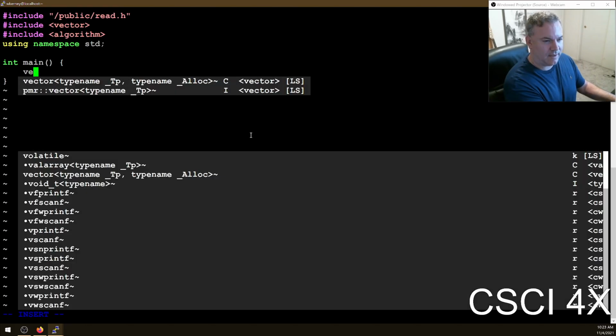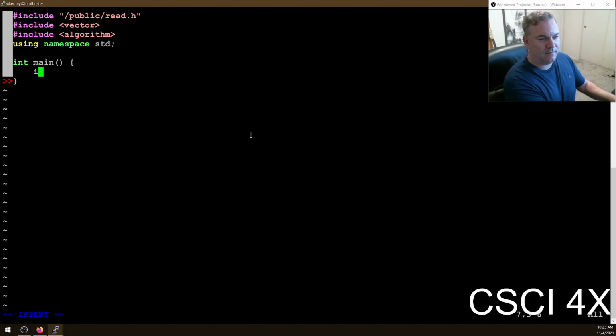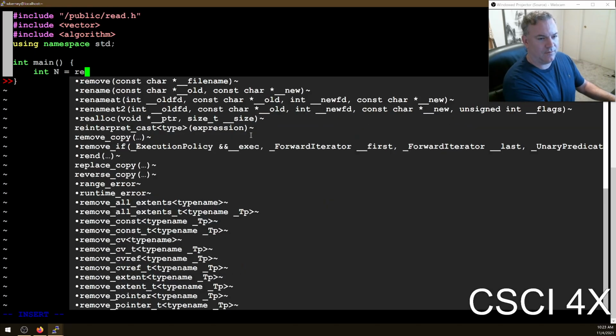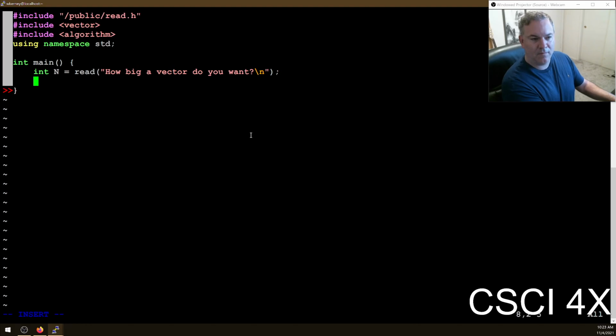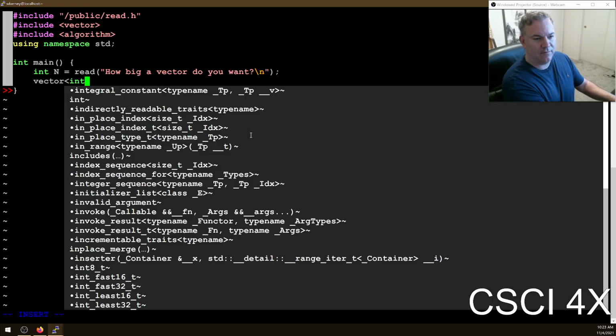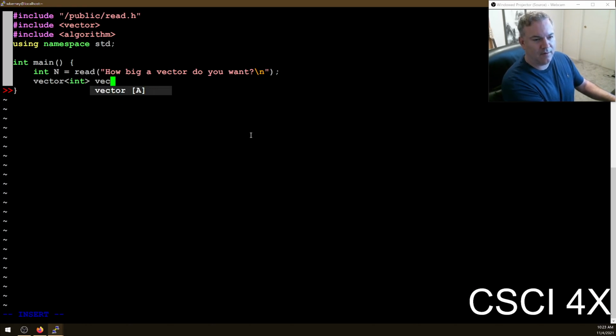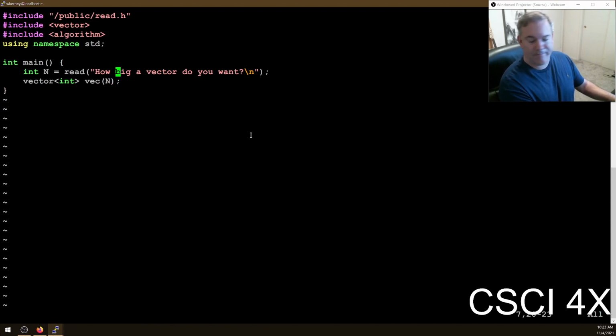So let's say that we've got a vector. Let's see, int n is equal to read. How big a vector do you want? And so we will make a vector of integers named vec of size n. Okay, so we're going to make a vector of size n, and let's iota it just to fill it with.